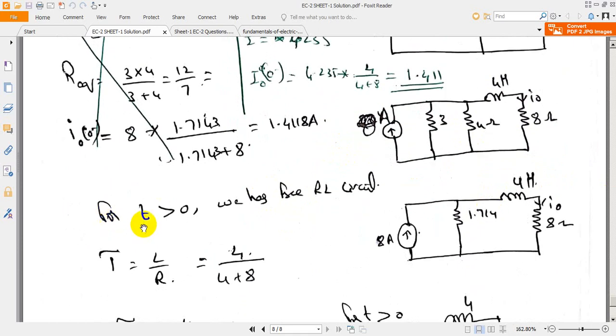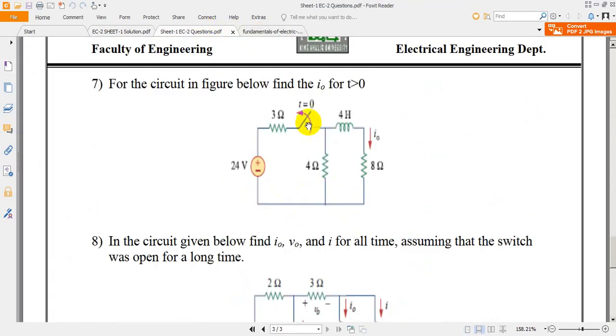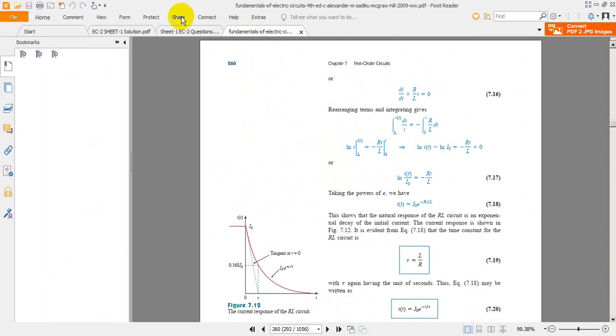Now for the circuit at t greater than 0, does it have a free RL circuit? Check the circuit. If I am opening this switch, will there be any current here? Any power supply? No power supply. It is a free RL circuit.